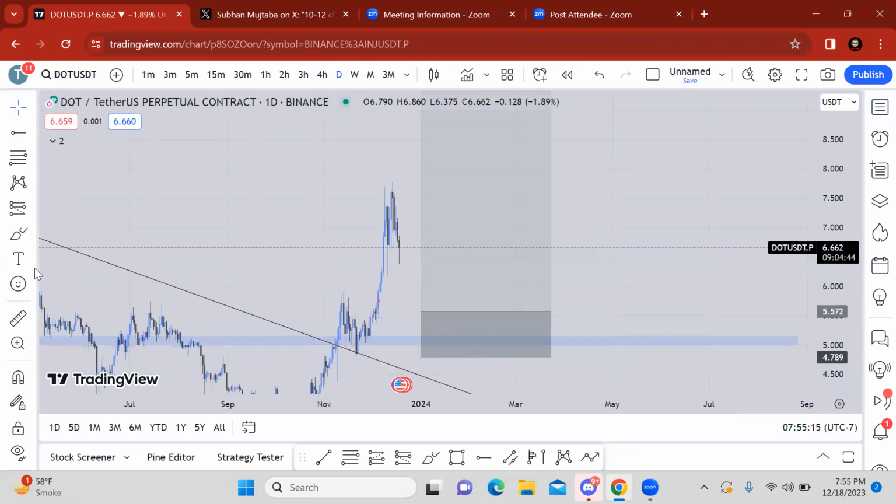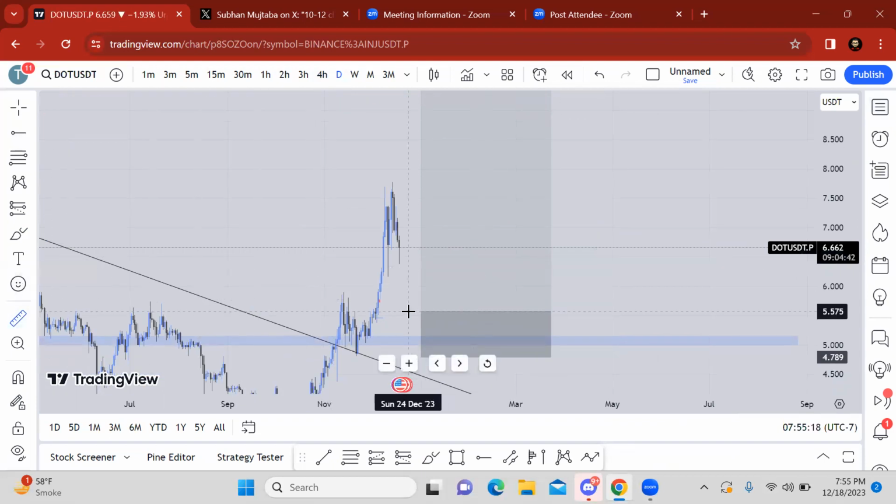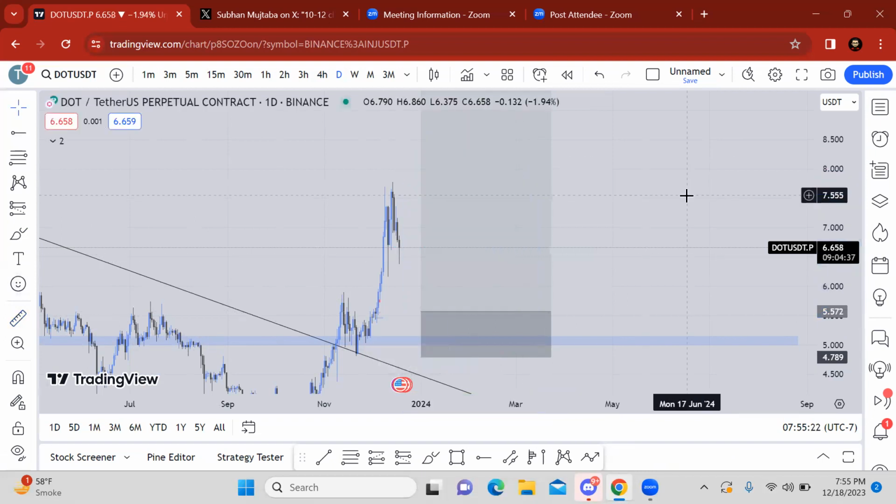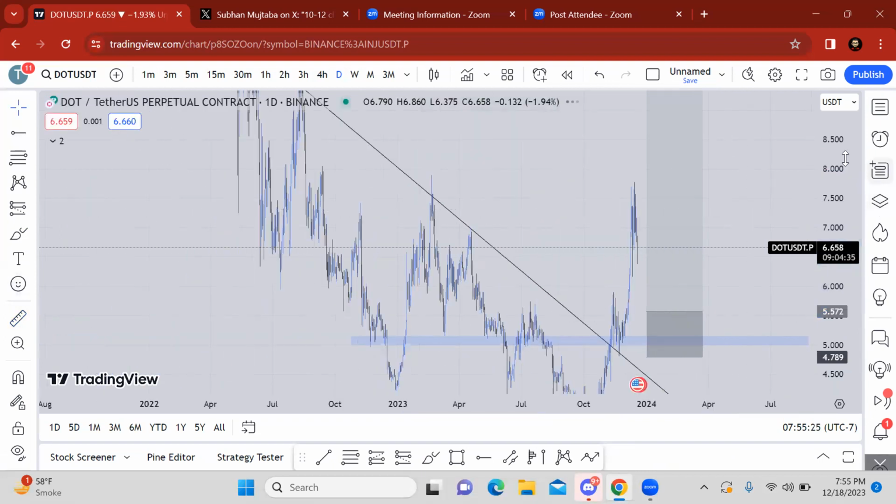That is a trade which I gave in some session. I think that was on the daily time frame. Yes, I still remember, it went 40%. I didn't even check.